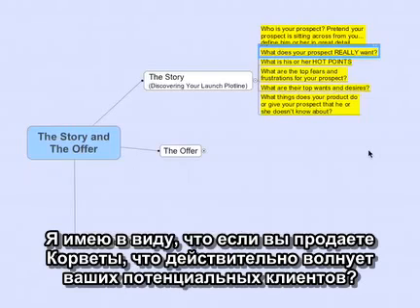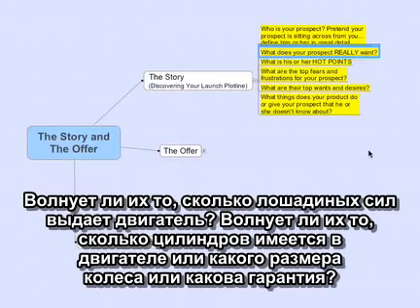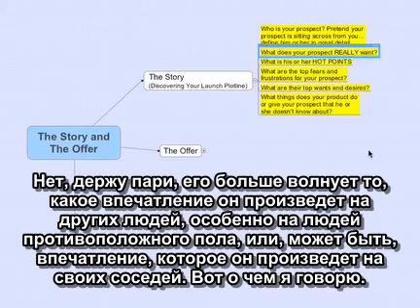That's what I'm talking about. I mean, if you're selling Corvettes, what does your prospect really care about? Does he care about how many horsepower there are in the engine, how many cylinders are in the engine, or what size the tires are, or the warranty? No, I bet you he more cares about impressing other people, specifically probably people of the opposite sex, or maybe impressing his or her neighbors. I mean, that's what I'm talking about.